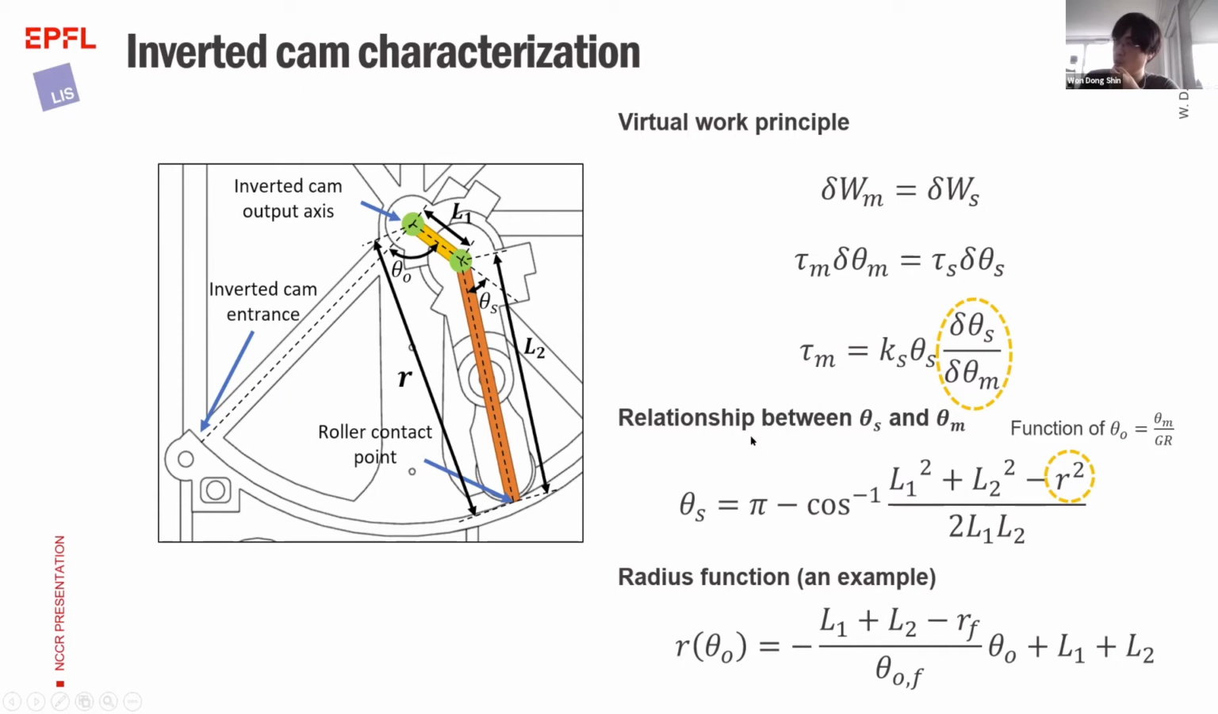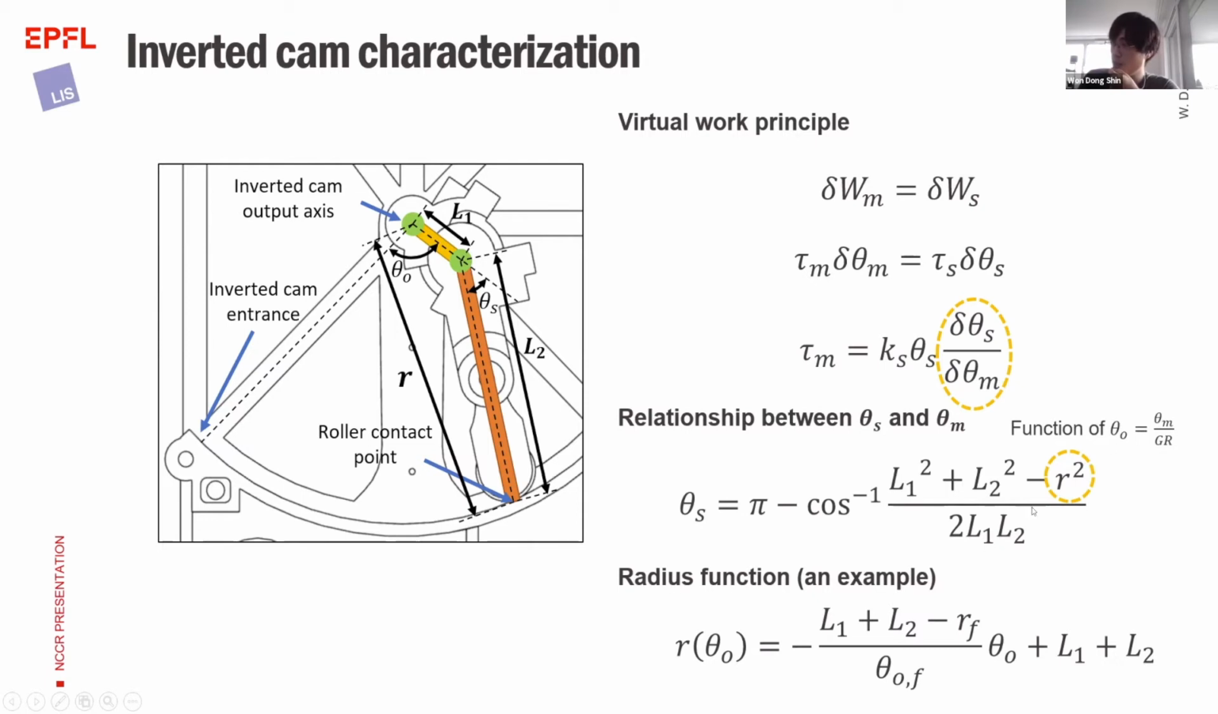By using trigonometry, we can calculate the relationship between the spring angle and the motor angle, where the equation shows up here. And the R here is actually a function of theta_O, which is just theta_motor divided by the gear reduction, since the gear is connected between this output shaft and the motor. So we can say that R is a function of theta_M also.